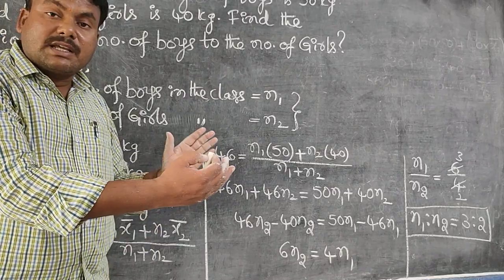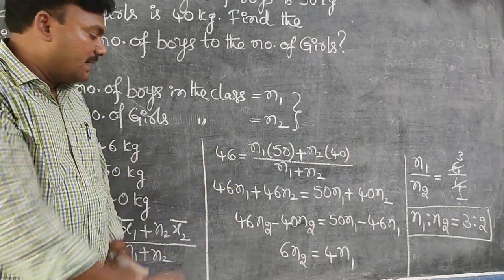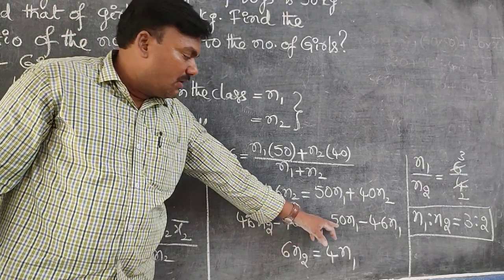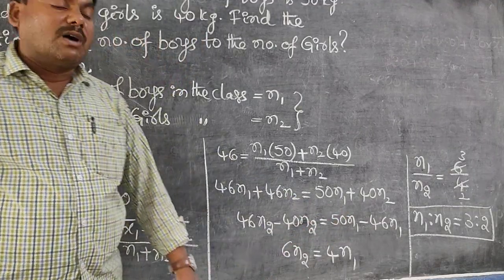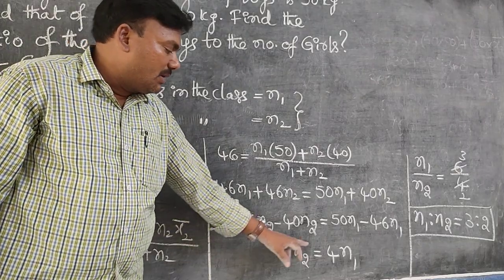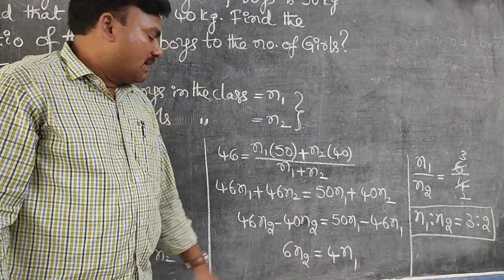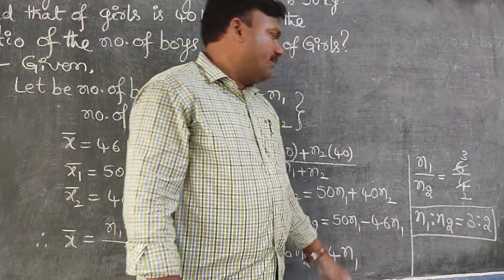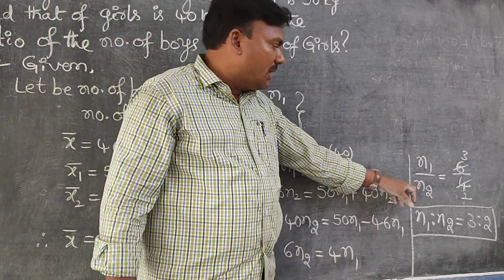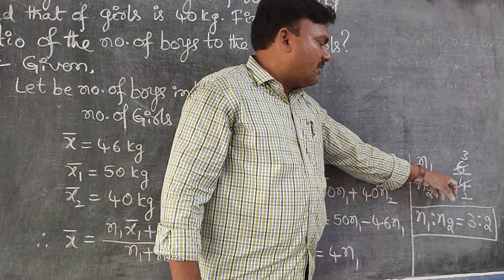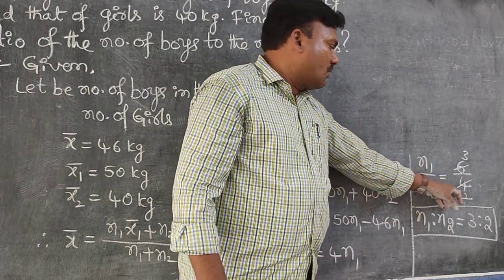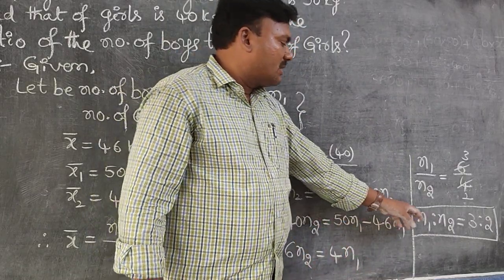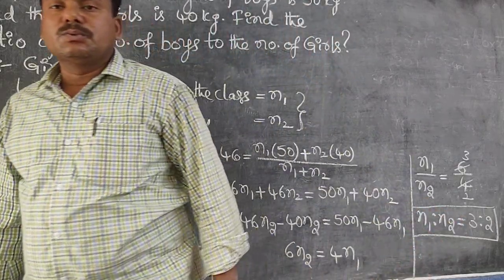Then take n2 values to the left side, n1 values to the right side. Then 46 n2 minus 40 n2 equal to 50 n1 minus 46 n1. Then 6 n2 equal to 4 n1. This n2 value take to the right side and the constant value to the left side. Finally, n1 by n2 equal to 6 by 4. Strike off with 2 on both sides: 2 twos are 4, 2 threes are 6. Finally, the ratio of boys to girls equal to 3:2.